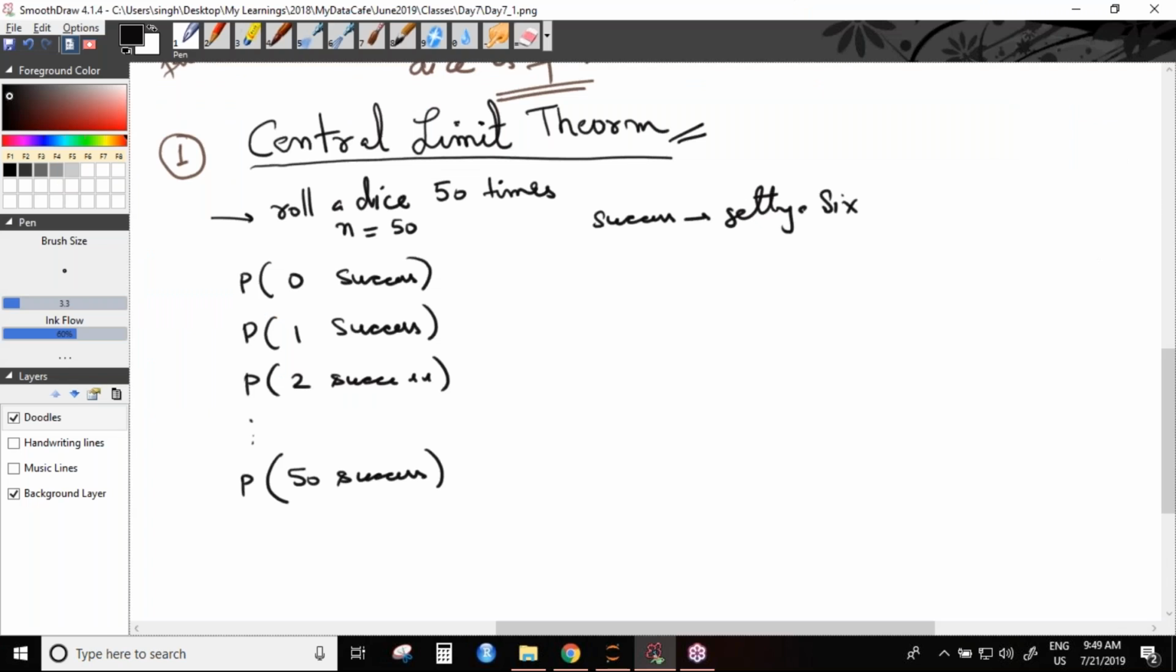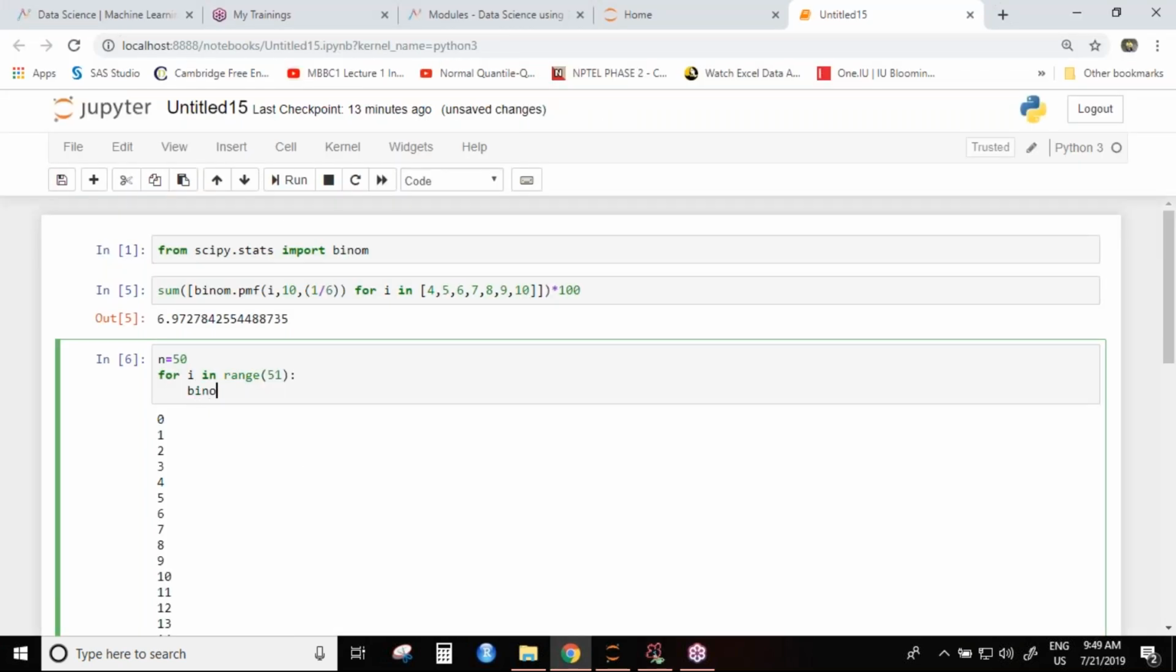How do I do that? We have seen it already. I'll use binom.pmf, the probability mass function. Then I will write the value of r first, which is i in this case, then the value of n, which is n because n is a constant, and then the value of probability, which is 1 by 6. I will store it in some variable.